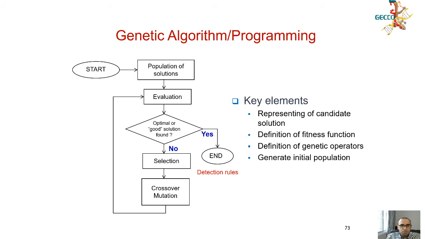Then we check if a good solution is reached, or the final iteration is reached. Then the detection rule will be returned and the algorithm ends. Otherwise, we use the selection method, apply crossover and mutation, then reevaluate the refined solution, and the process is repeated until reaching the stop criteria, which is either an optimal solution found or we reach the last iteration.